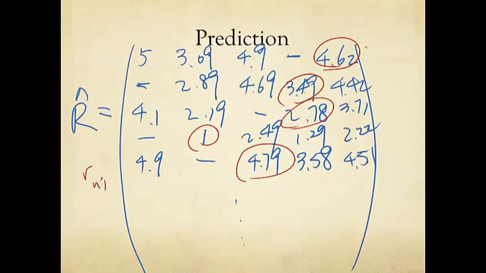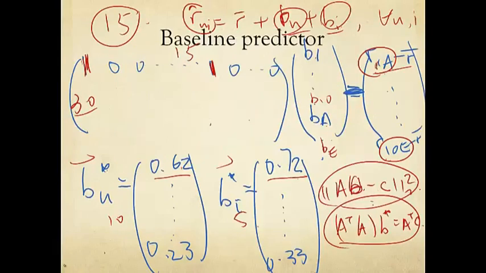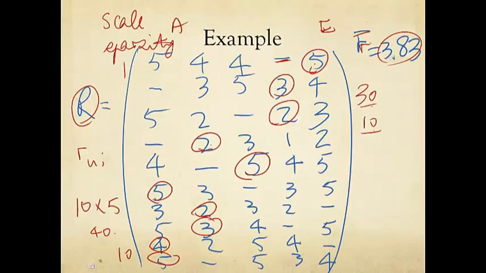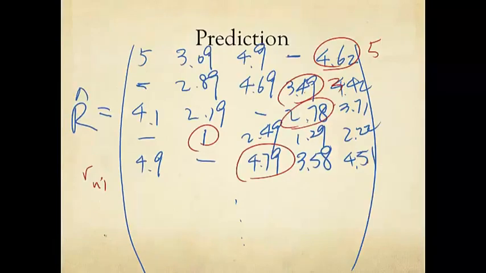Now let's see, 5, 3, 2, 2, 5. Are they close to the predicted values? Yeah, reasonable, I guess. 4.62. If you round up, it will be 5. But if you compute RMSE, then there is a difference of 0.38.